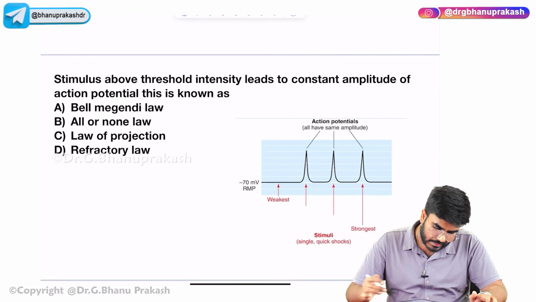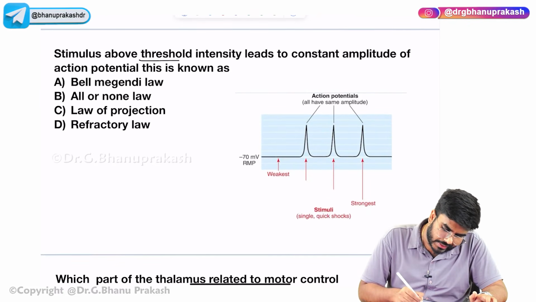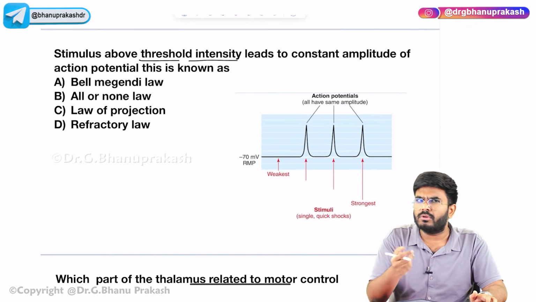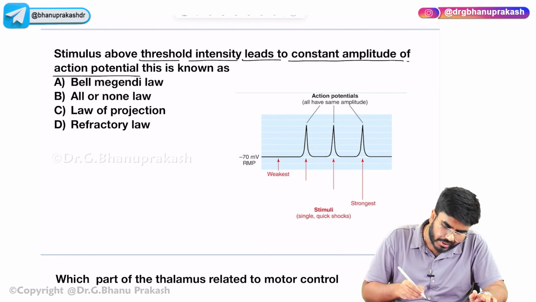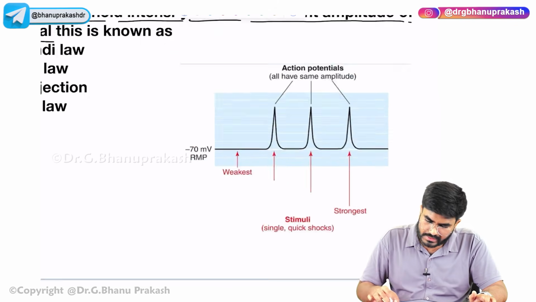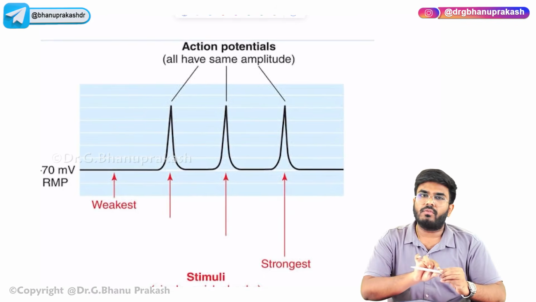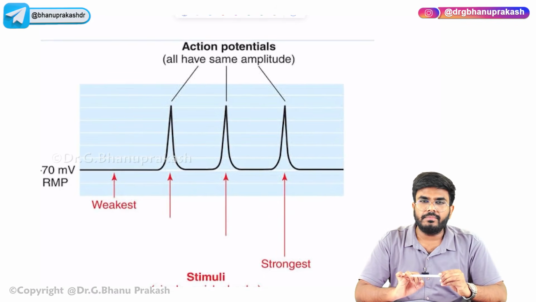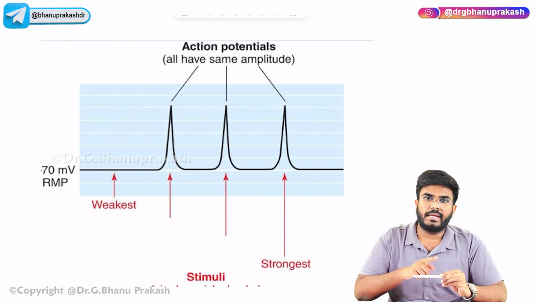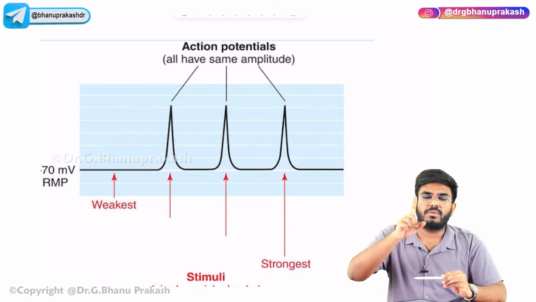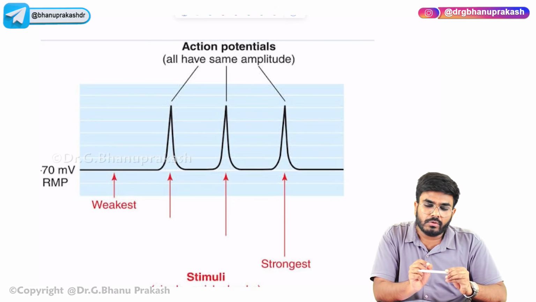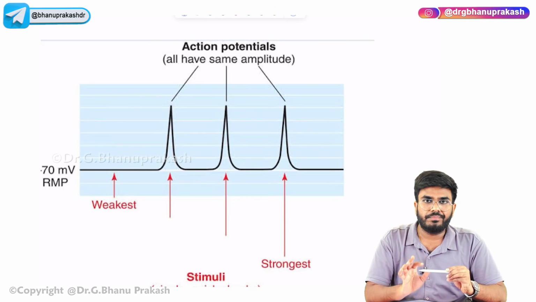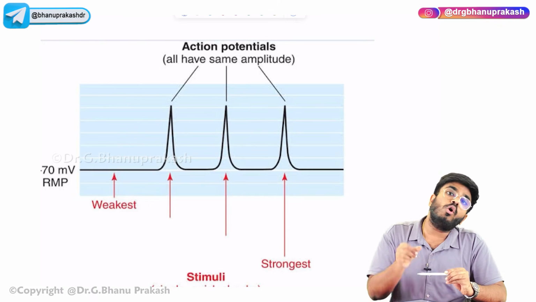Okay. Stimulus above the threshold intensity, okay, you are giving stimulus above the threshold intensity, leads to constant amplitude of action potential generation. Okay, see, now you are taking one neuron, you are giving the stimulus one time, action potential produced, second time, action potential produced, third time, action potential produced, 3 action potentials are produced. But first time you gave more stimulus than threshold, second time you gave a little bit more stimulus, third time you gave a little bit more stimulus.